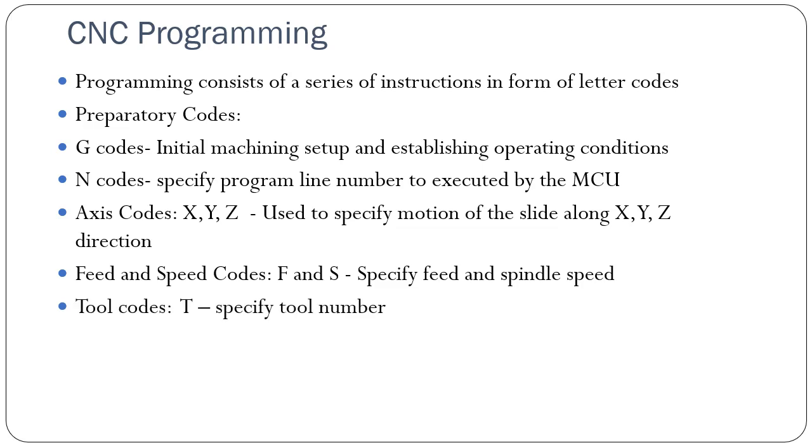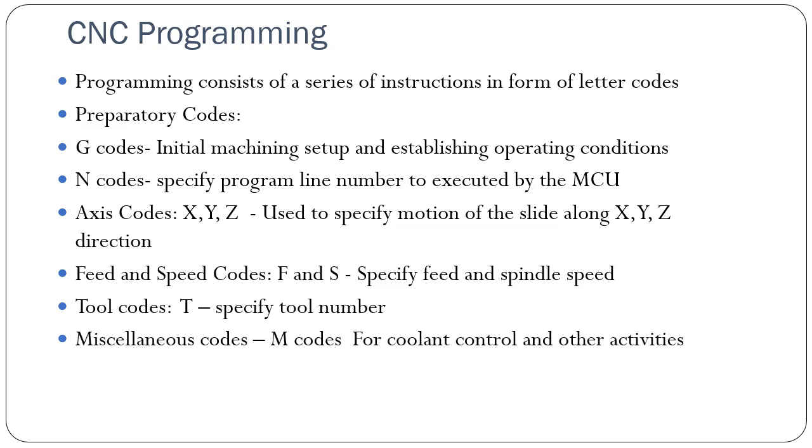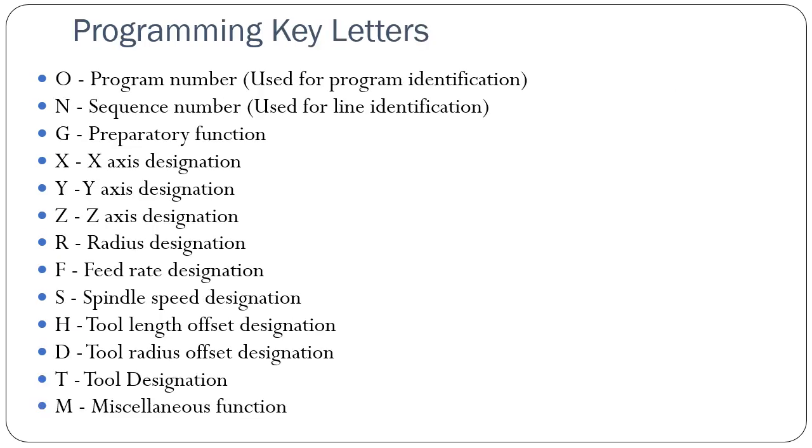Next is tool codes. It is denoted as T to specify tool number. A CNC machine has a series of slots with different tools. Each tool can be chosen by tool number. Last is miscellaneous codes. It is denoted as M codes, used for coolant control and other activities. The following are the key letters used in a program. Just have a glance.